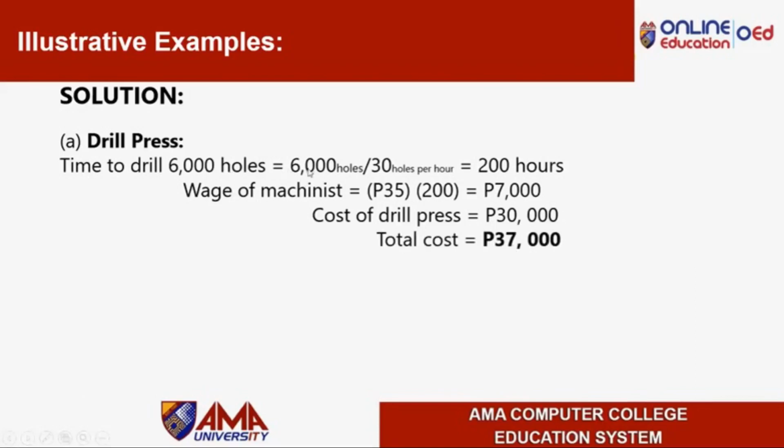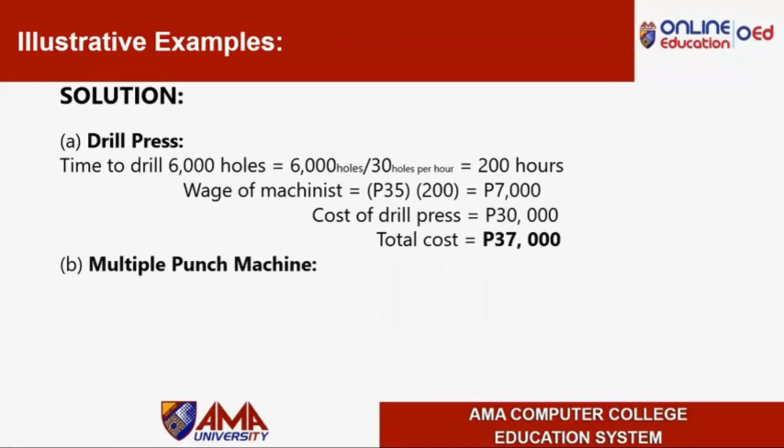Again, we need to drill 6,000 holes. The operator can do 30 holes per hour. So 6,000 holes divided by 30 holes per hour is equal to 200 hours. That's the maximum hours the machinist needs to finish the 6,000 holes. So the salary of the machinist is 35 pesos per hour multiplied by 200 hours, which is equal to 7,000 pesos, and the cost of the drill is 30,000. So the total cost is 37,000 pesos.